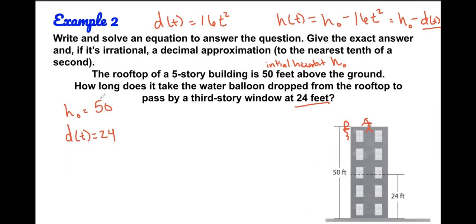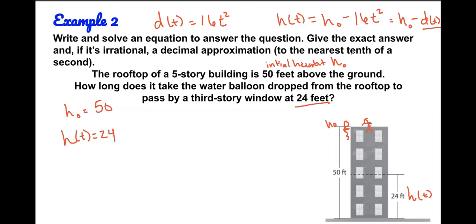Now, let me correct myself a little bit. This distance, sorry guys, the distance is not d of t. It's our h. We're interested in our h, the height. So the height that we're interested to know is when it passes 24 feet. Sorry, so this is our h of t. This right here is what we know as our initial height, so where it starts at 50 feet, right? Sorry, I apologize for that.